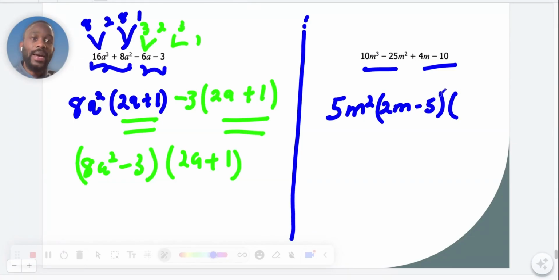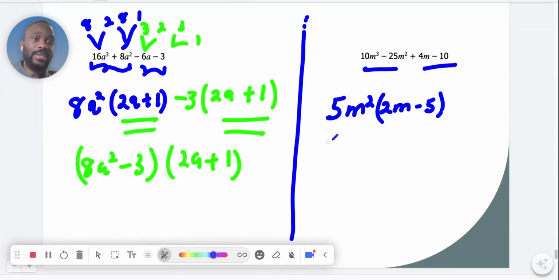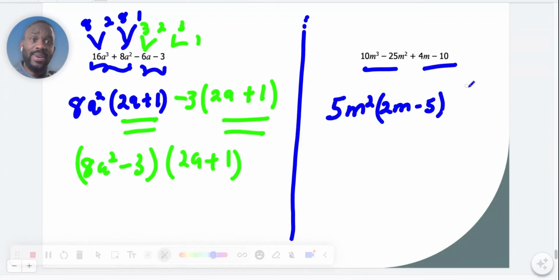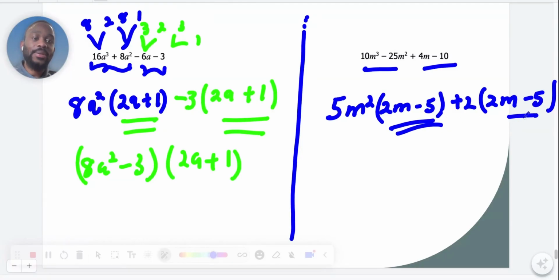And then looking at the next 2 terms, what is common? 4 and 10, what would you factor out? So I would factor out 2, right? So plus 2, and then in brackets, I'll be left with 2m minus 5. So remember, whatever you end up with in brackets has to be the same. So I'm calling these brackets, but some others call it parentheses. So whatever you end up with in parentheses has to be identical. So this is identical, so we're on the right track.